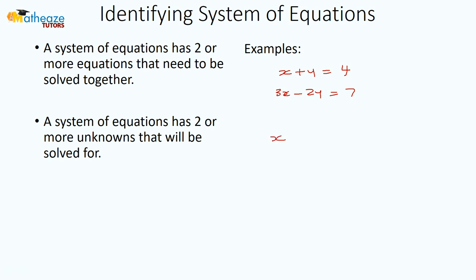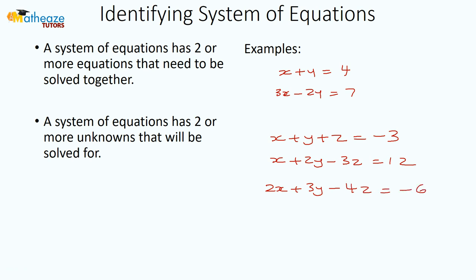You can have x plus y plus z equal to negative 3, and then x plus 2y minus 3z equal to 12. So in order for you to solve this, we can also have a third one, 2x plus 3y minus 4z equal to negative 6. So this is a system here, and then this is another system. Notice that the equations look similar for them to be part of a system.